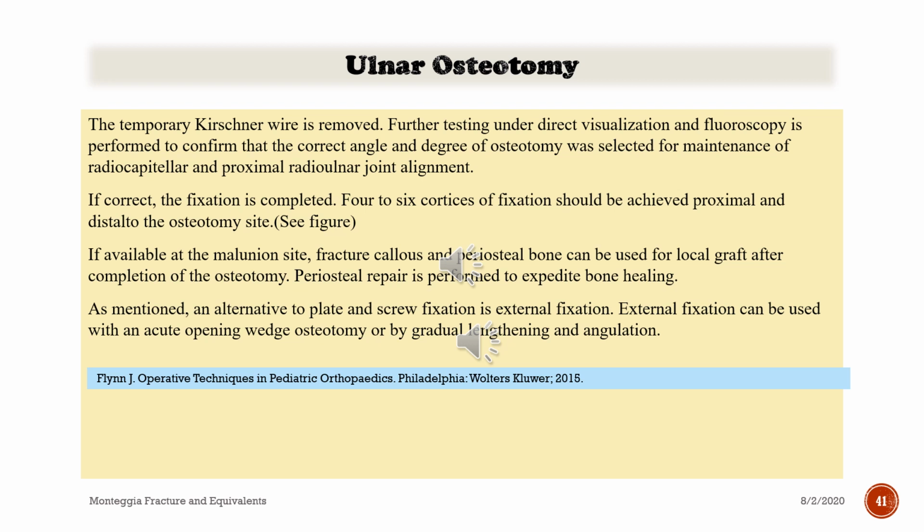Further testing under direct visualization and fluoroscopy is performed to confirm that the correct angle and degree of osteotomy was selected for maintenance of radiocapitellar and proximal radioulnar joint alignment. If correct, the fixation is completed. Four to six cortices of fixation should be achieved proximal and distal to the osteotomy site. See figure. If available at the malunion site, fracture callus and periosteal bone can be used for local graft after completion of the osteotomy. Periosteal repair is performed to expedite bone healing.